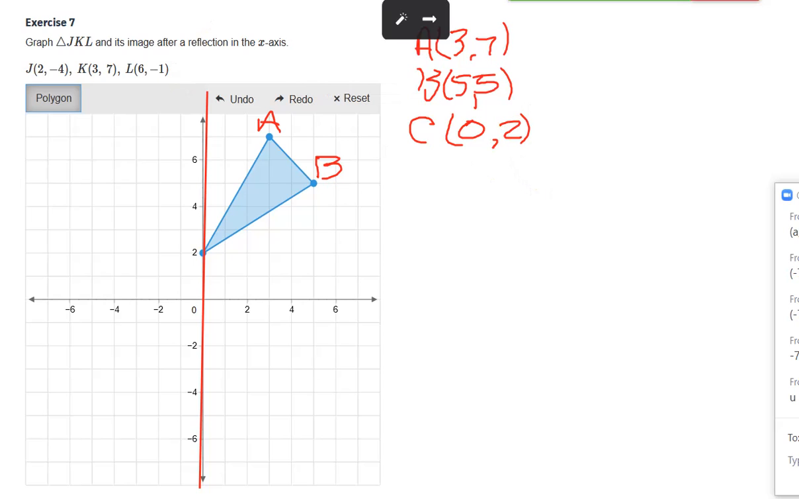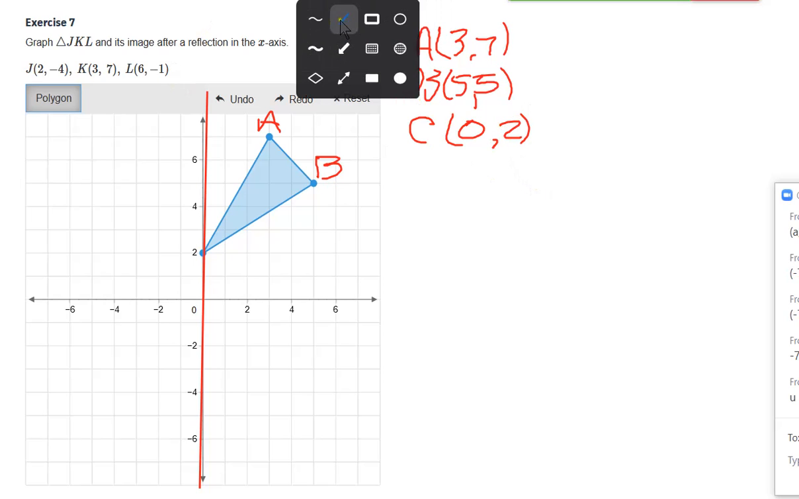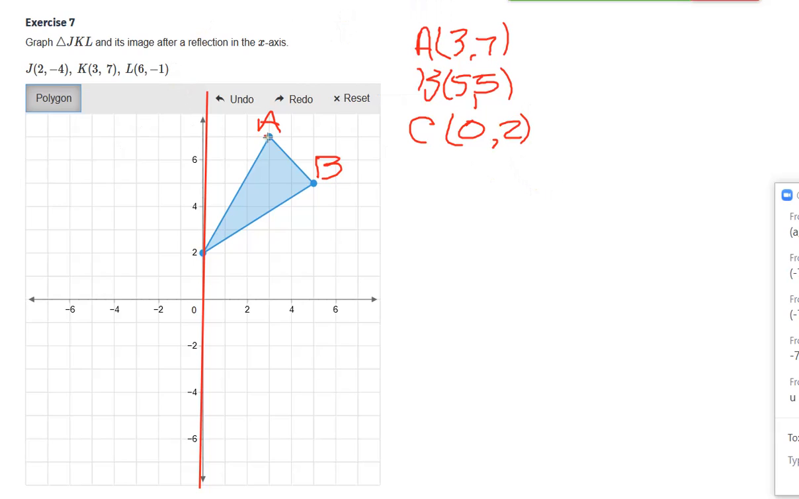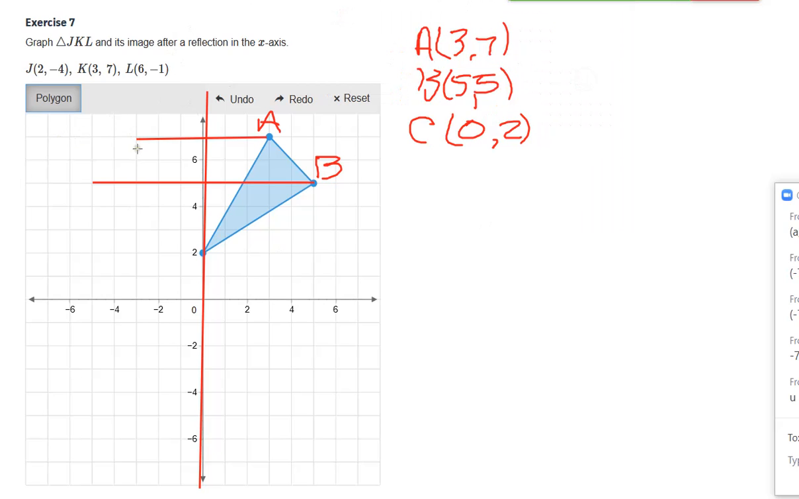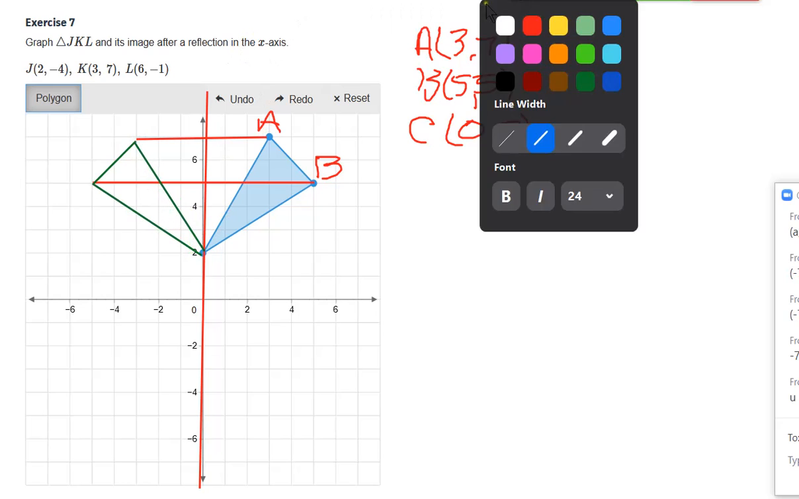Okay, if I'm going to reflect across the y-axis, I've got to go over there. This is 5 this way, so I've got to go 5 that way: 1, 2, 3, 4, 5. And this one doesn't move at all, right, because it's on there. All right, I connect those up. There we go. Now it's reflected across the y-axis.